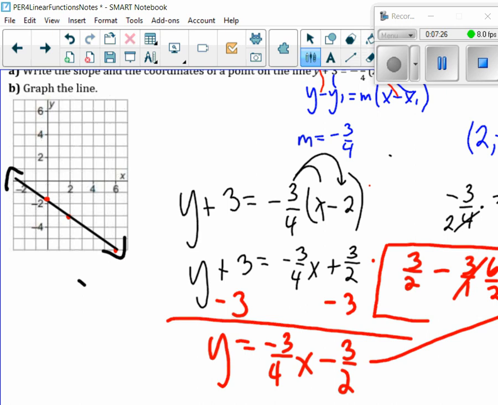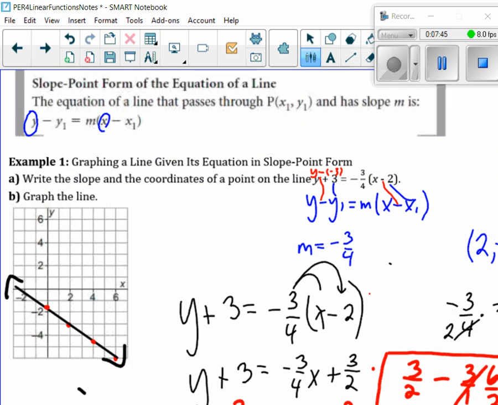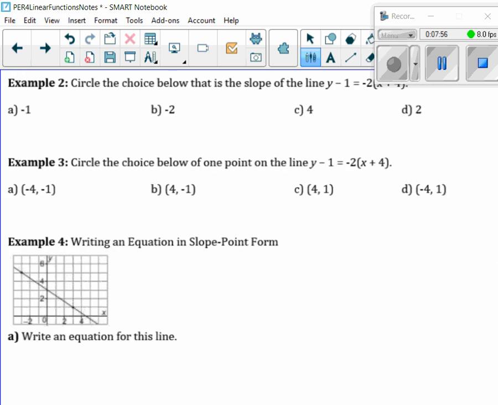Then I went down 3, 1, 2, 3 over 4, 1, 2, 3, 4. There's my other point. Do you see that's the same line? Do you see why I didn't want to put it in slope-intercept form? It's pretty ugly, isn't it, to graph it that way? Well, you could, but wasn't it easier just to pick off the point and then use the slope and then graph it that way? Yeah, okay, so that's what we're practicing today: using point-slope form or slope-point form.